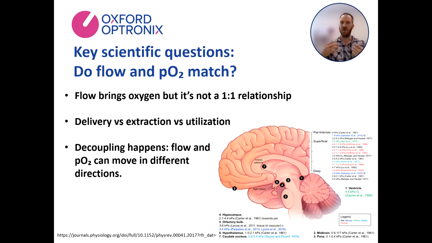The simple way to think about it is, flow is a delivery truck, and PO₂ tells you what actually made it to tissue and stayed there long enough to matter. Once you accept that decoupling can happen, the next step is choosing measurements that help you explain why.